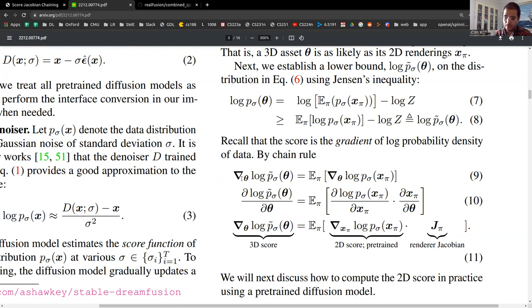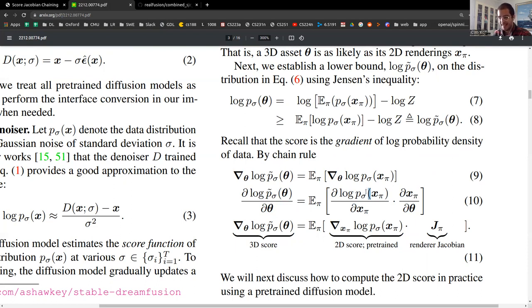All right, so line number 10 again. We are going to do the chain rule here. Line number 10 is where we do the chain rule. We're going to say that the grad log prob of theta is called the score. So the score is called grad log prob. There's the expectation over different views of the grad log prob of the 2D image, times the gradient of the image with respect to the underlying parameters. So this is the chain rule, okay?